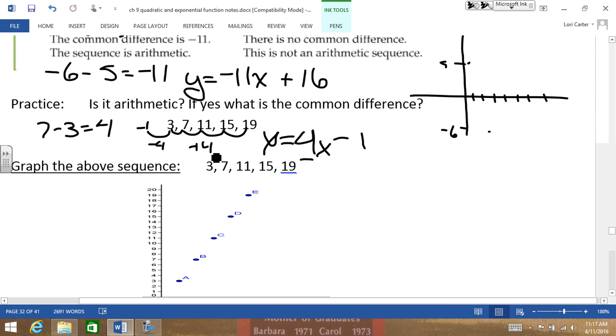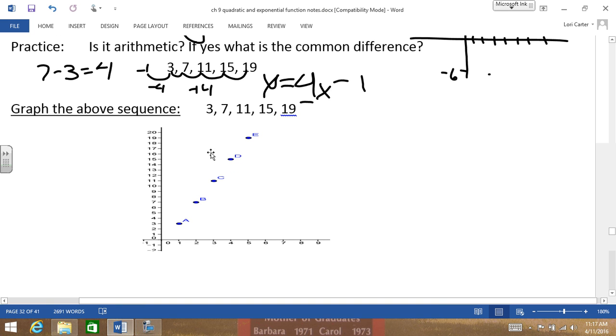So this is what shape? A line. Okay, so if I made you graph it, this is 1 comma 3. This is 2 comma 7. This is 3 comma 11. Does everybody understand? Yes. All right. Can I draw the line? No.